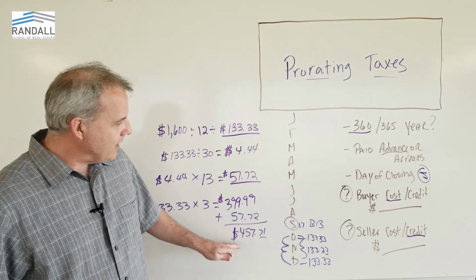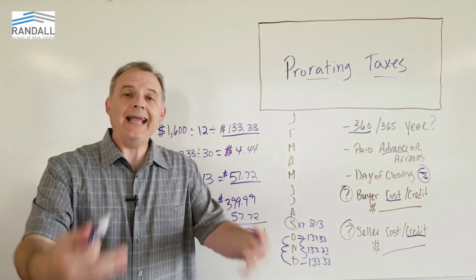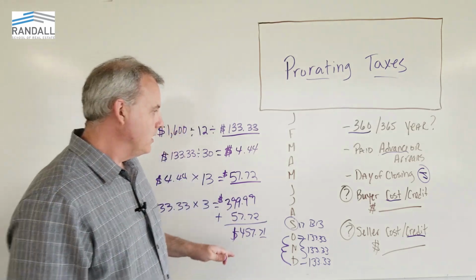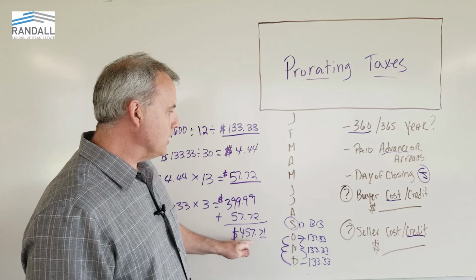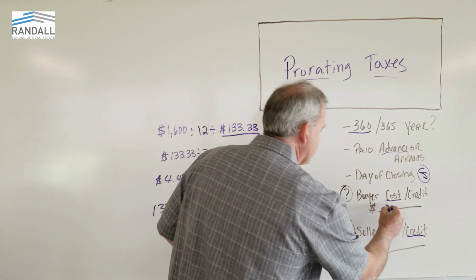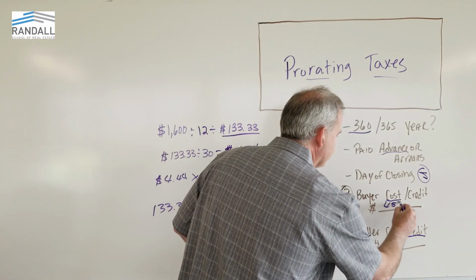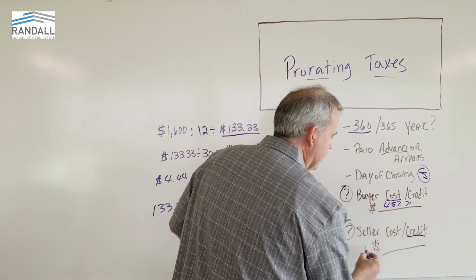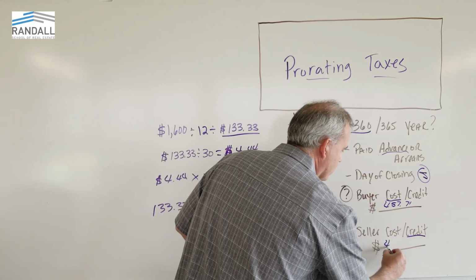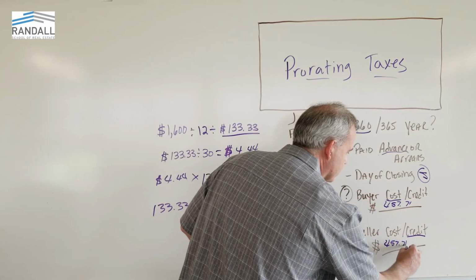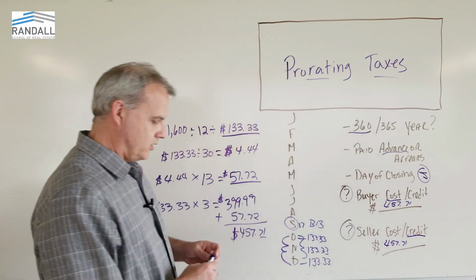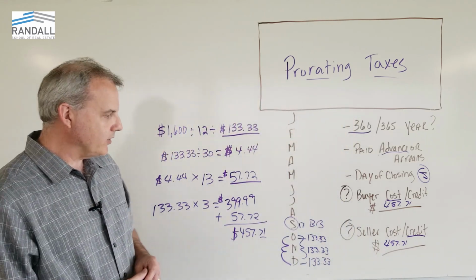So the correct answer to this question is the cost to the buyer is $457.71, and the credit to the seller is $457.71. So that would be the correct answer.